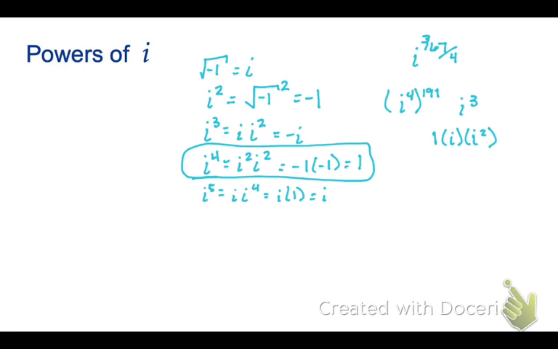Because i squared, do we know that? Yes. It is negative 1. So I have 1 times -1 times i, so I just get negative i. And if I already knew i cubed, I'd be doing even better, wouldn't I? Yes, ma'am. So can I do this with any single exponent that I give you? Yes.